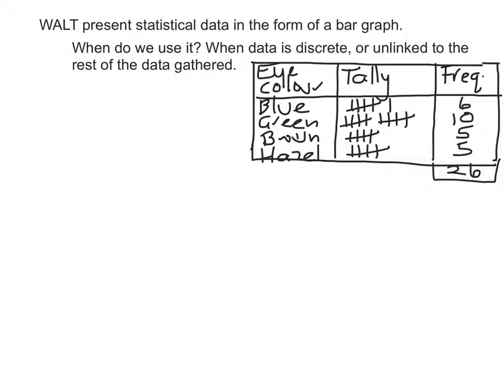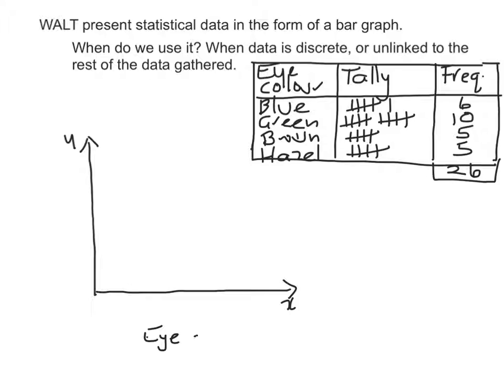The first step is to use a ruler, which I'm not, to draw the axes of the graph. The x-axis is the horizontal, and the y-axis is the vertical axis. Each axis requires its own label, so we'll take a look first at the x-axis. Its label is going to be eye colour. So that tells us what the categories will be that are on the x-axis.